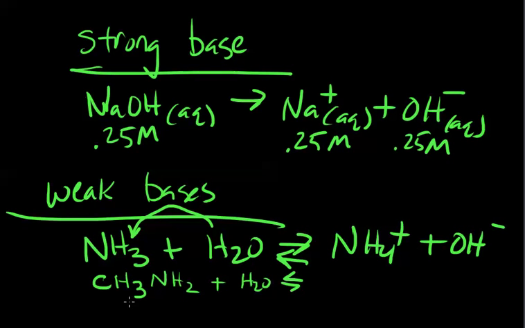Here's another example of a weak base. We have what's called methylamine, and it's going to react with water, and one of the hydrogens from water is going to get transferred over to the methylamine, and that's going to make the methylamine positive, plus you're going to get this hydroxide ion. So if you know the strong bases and weak bases, you can predict how these are going to react when they're placed into water.